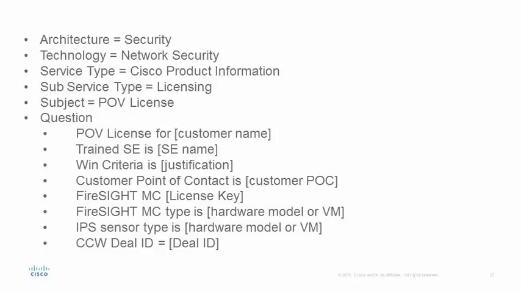Are we doing hardware or VM for management? What's the sensor type? Is it a hardware appliance like a 7000 or 8000 series Firepower appliance, or is this being done on an ASA? And of course, you'll need the deal ID, like I mentioned.